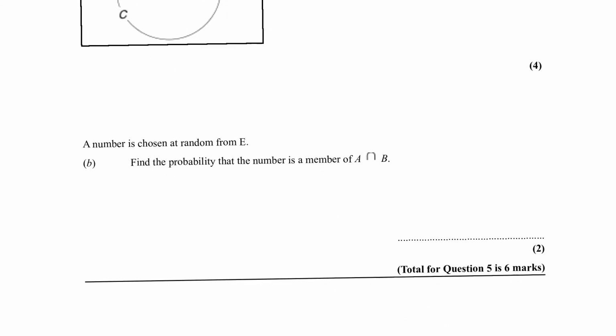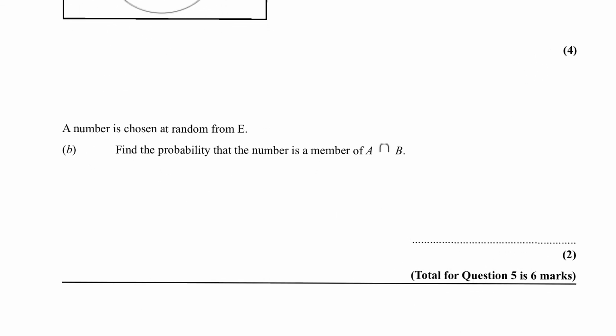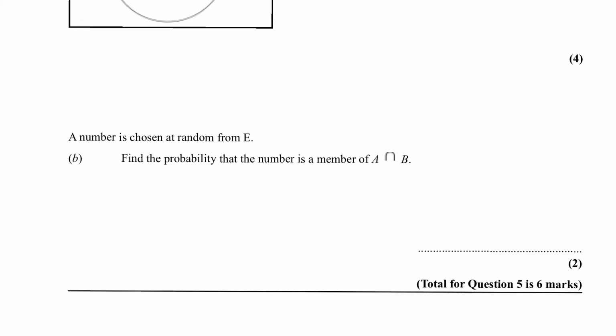Okay, so now having a look at part B, it says a number is chosen at random from E. And it says find the probability that the number is a member of A, and then it's got this sign, B. Write out like this again. So that sign means and. Always remember, because and has an N in the middle. So that means the probability of A and B.